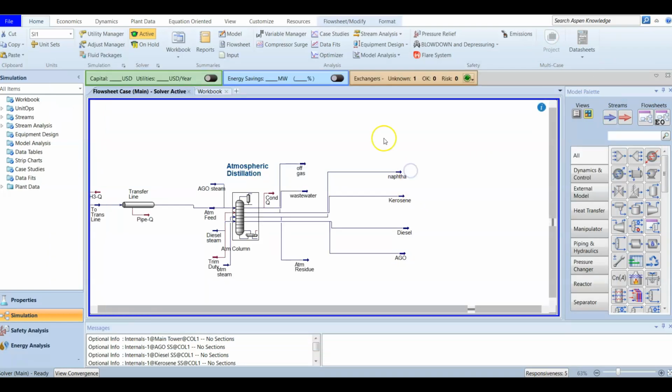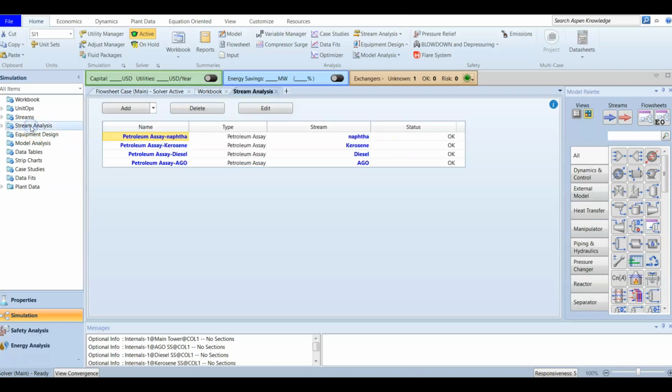Now we have our stream analysis here. You can choose them from the stream analysis. You have four assays, petroleum assays for naphtha, kerosene, diesel and gas oil, and the status is okay. So the analysis is done and the data are printed.